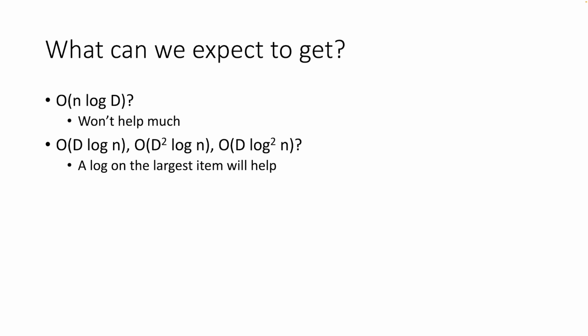So we're left with order d log n, order d squared log n, order d log squared n, something like this. The idea is to have a logarithm on the largest item, which in our case is n. Now we need to get creative with our function definition. The problem statement alone won't cut it anymore.